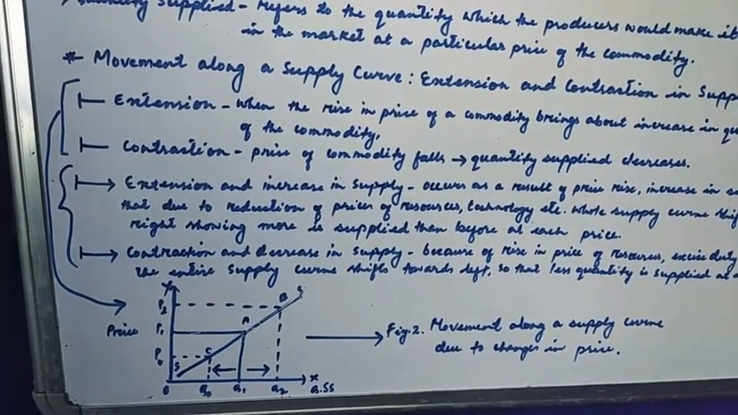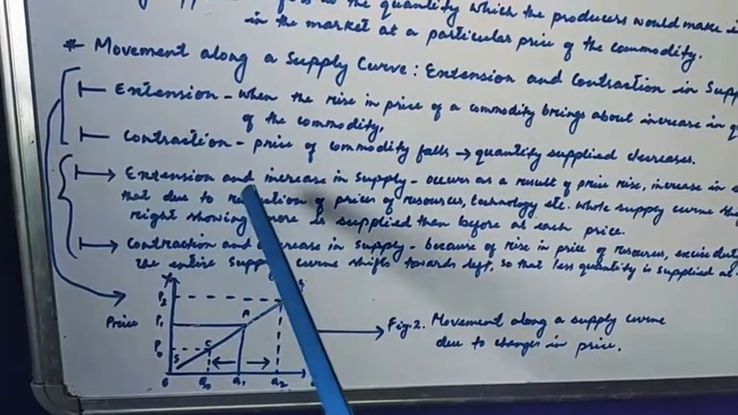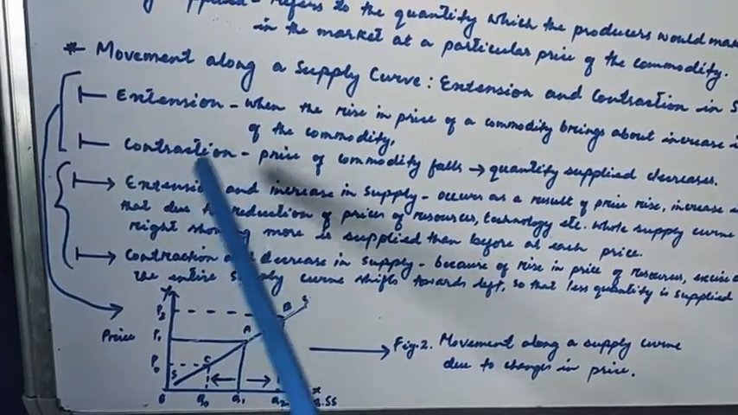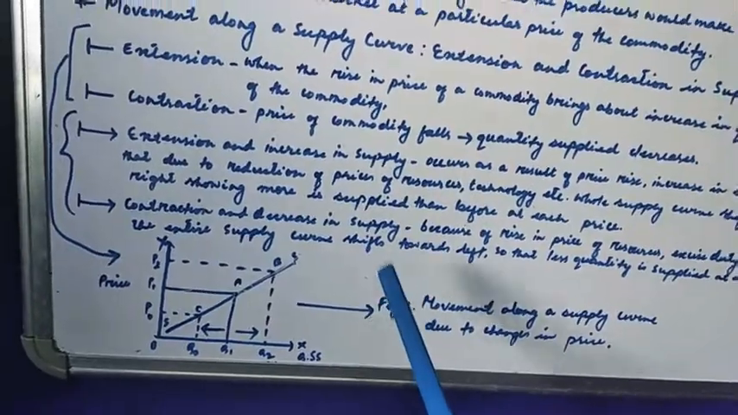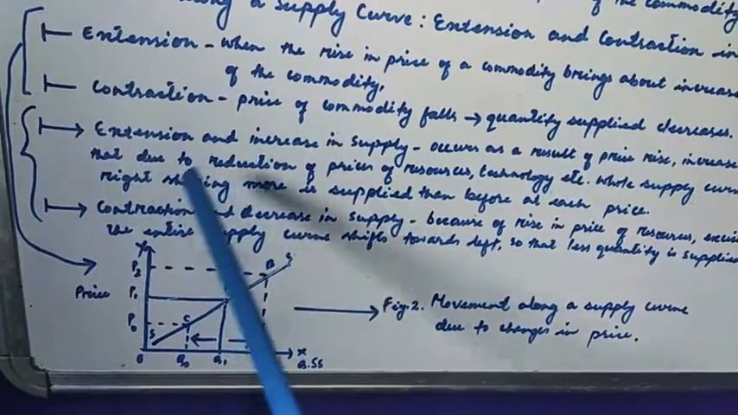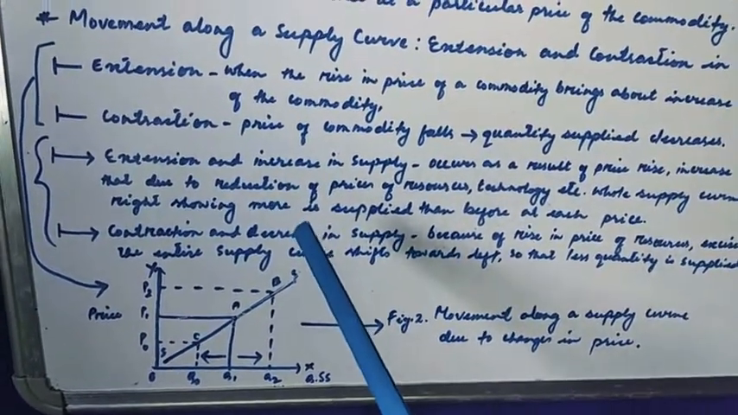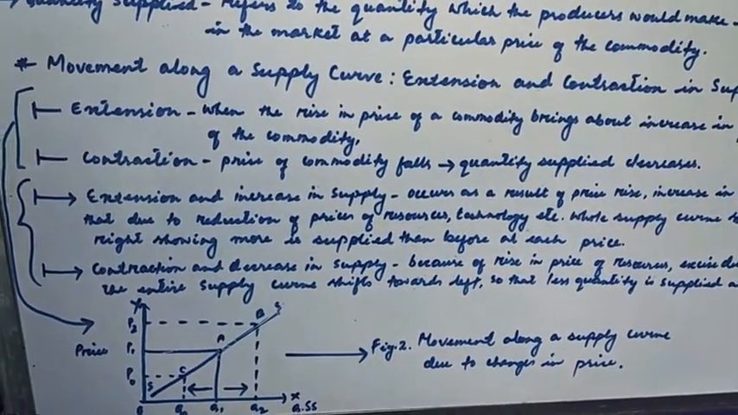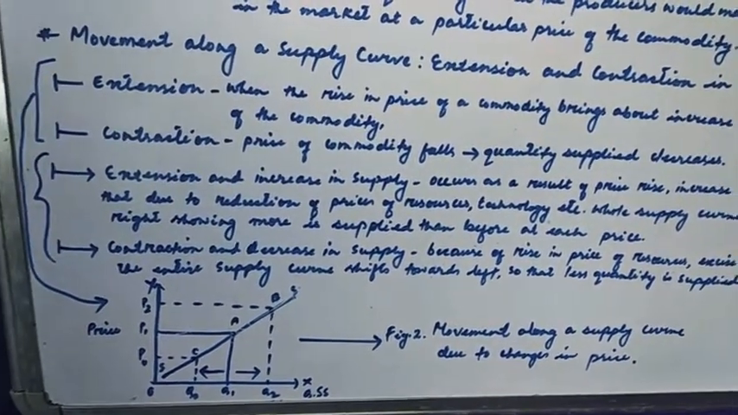But we should not be mistaken between extension and increase in supply, and we should not also be mistaken between contraction and decrease in supply. So extension and increase in supply is different, and contraction and decrease in supply is different, though it may sound similar and it may appear similar, because we shall see the reason with the diagrammatical representation also. But let us see what is given here.